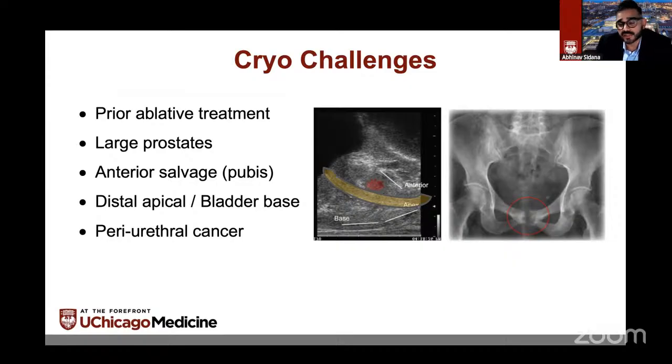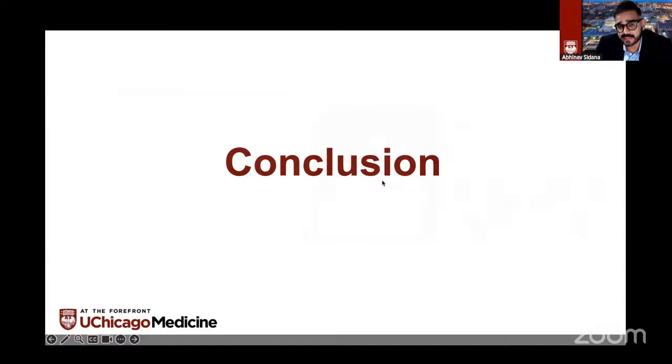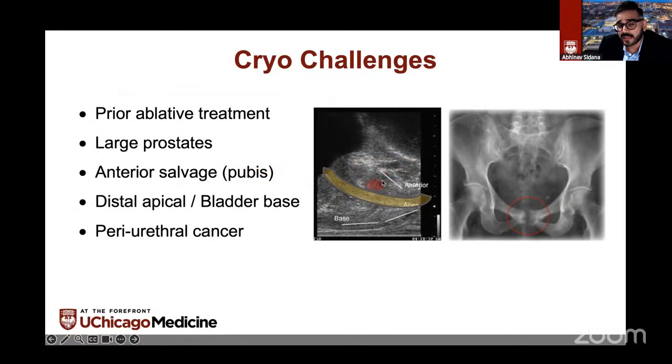So in patients who have a periurethral cancer abutting the urethra, cryoablation would not be very effective in completely ablating those tumors, because the urethral warmer will serve as a heat sink and will avoid completely ablating the periurethral cancer.